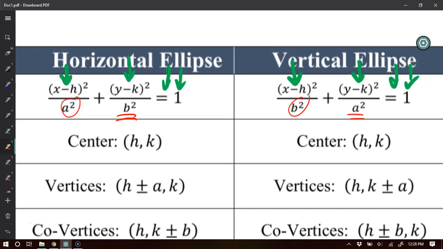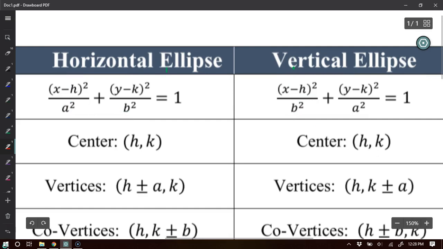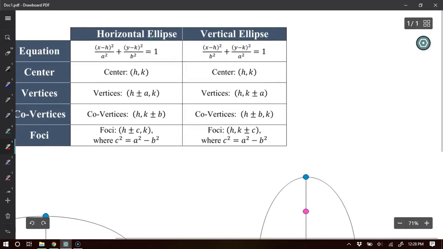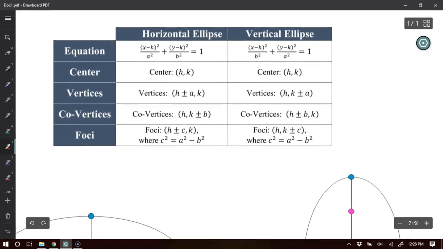And so the question goes, well, how do you know which one's a or which one's b? That's not where you should start. That's not the question you should ask. So we're not going to start with these formulas for the equations. We're going to start with the center and then the vertices, then the co-vertices, then the foci. So we should focus here, and then that will help us up here to see what's going on.